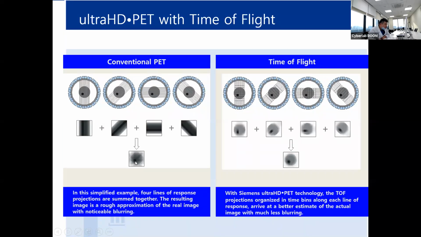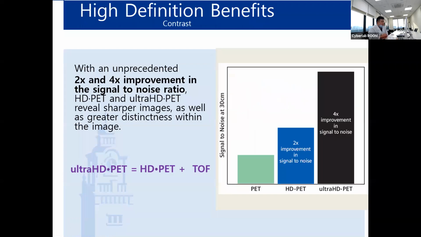Conventional PET has too much noise, and then with time of flight the noise is less. So the TOF projections organized in time bins along each line of response arrive at a better estimate of actual images with much less blurring. So high definition benefits are shown with an unprecedented 2 by 4 improvement in signal to noise ratio. Signal to noise ratio is improved with HD-PET, and ultraHD-PET is improved more.